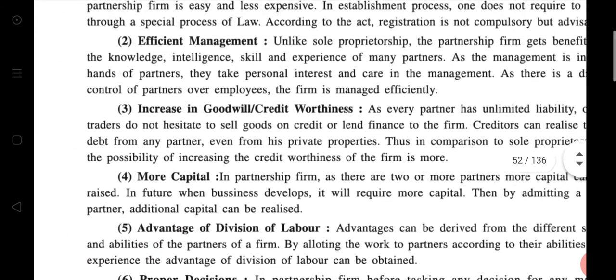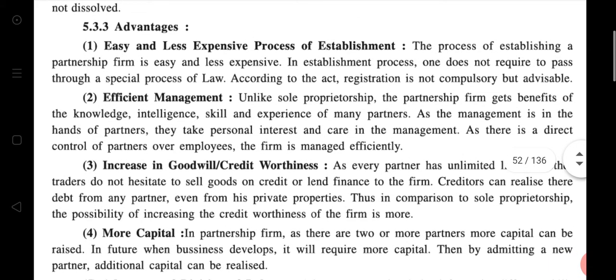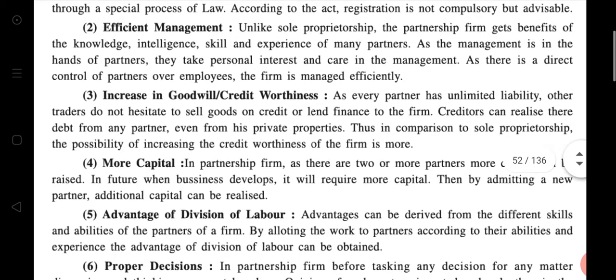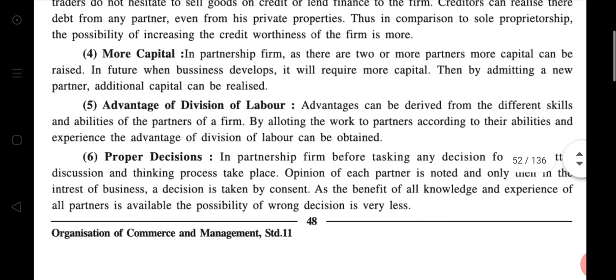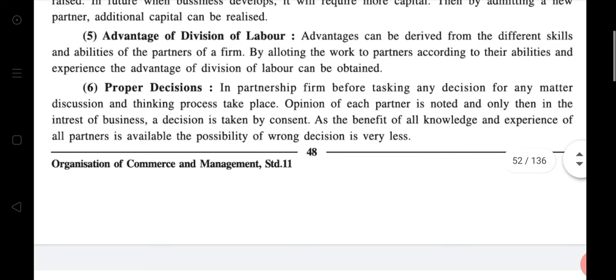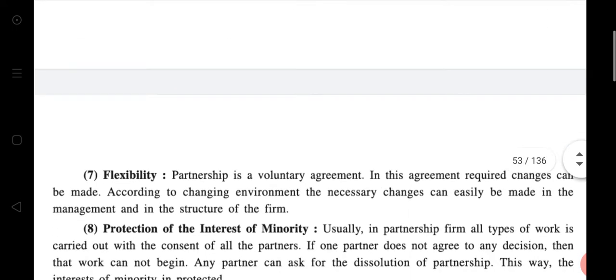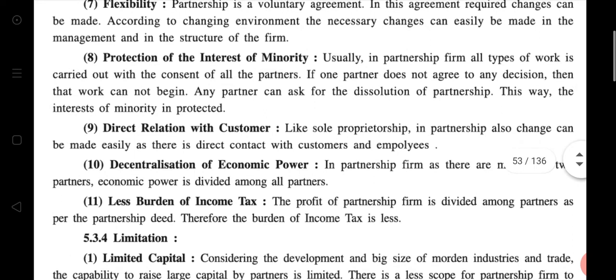Again, first one, easy and less expensive process of establishment, efficient management, increase in goodwill, more capital, advantage of division of labor, proper decision, flexibility, protection of interest of minority, direct relation with customer, decentralization of economic power, and less burden of income tax.